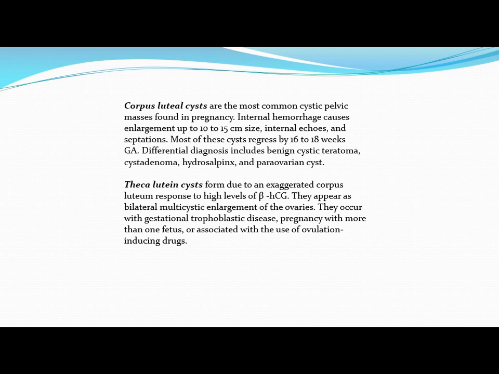Theca lutein cysts form due to an exaggerated corpus luteal response to high levels of beta-hCG. They appear as bilateral multicystic enlargement of the ovaries. They occur with gestational trophoblastic disease, pregnancy with more than one fetus, or are associated with the use of ovulation-inducing drugs. So it's like ovarian hyperstimulation syndrome.